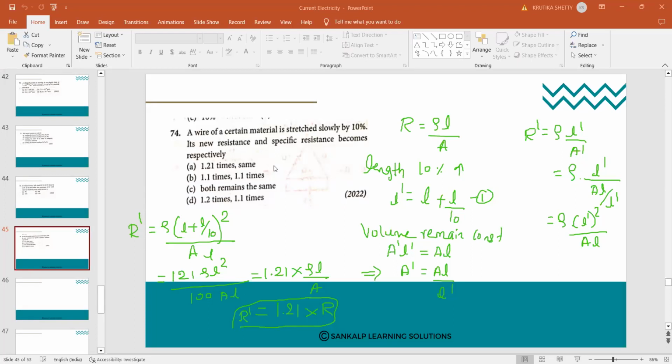So in the bracket, L plus L by 10 is there, whole square. If you take the LCM, 10 into L, that is 10L plus L, which is nothing but 11L divided by 10. If you square it, 11 square is 121, 10 square is 100, then L square as it is. Then the remaining substitution.